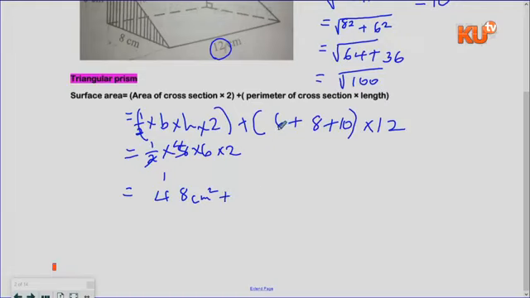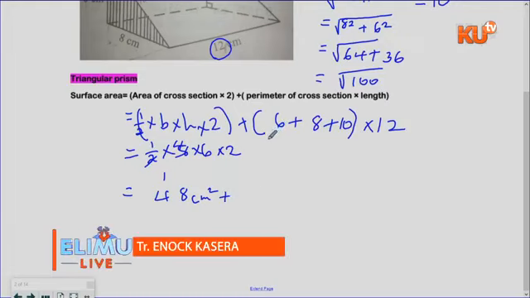Let's add the perimeter of the cross section. Remember, I've said the cross section is the triangular part. So we add the distance all round. Then after adding the distance all round, we multiply by the length, which is 12. So 6 plus 8, that is 14. 14 plus 10, 24. So we have 24 times 12.